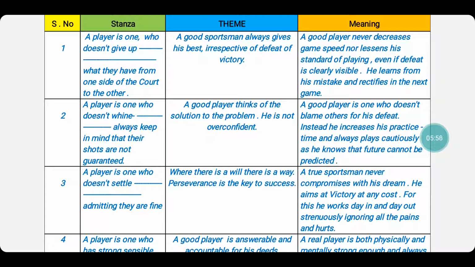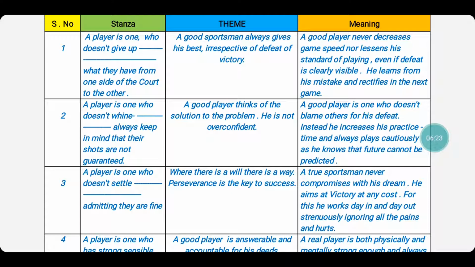On to the third stanza. A player is one who doesn't settle for anything less, even knowing that they are not the best. They will be the ones you see outside practicing, day or night, rain or shine. They are the ones running on hurt ankles, admitting they are fine.